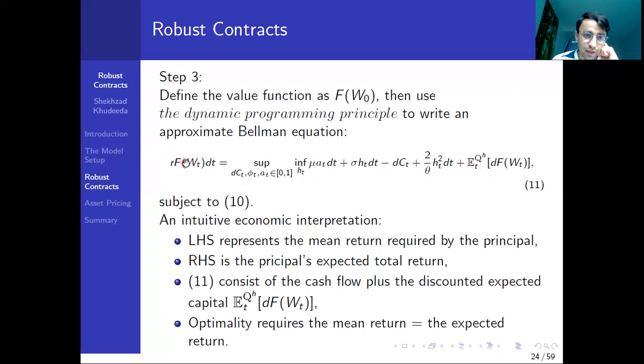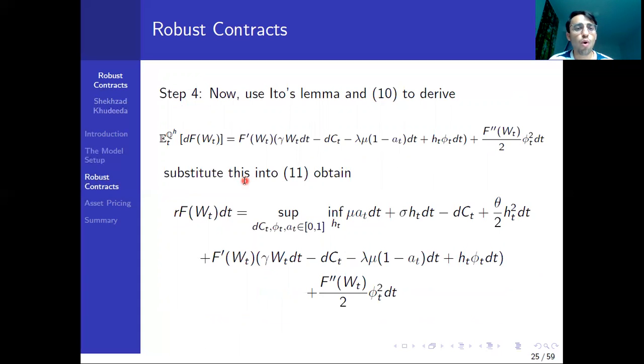So here, this is called the mean return required by the principal. This term is called the expected total return. So optimality requires this to be satisfied: the mean return equals the expected total return. And for this we use the Ito lemma and equation 10 to derive this amount, the discounted expected capital.